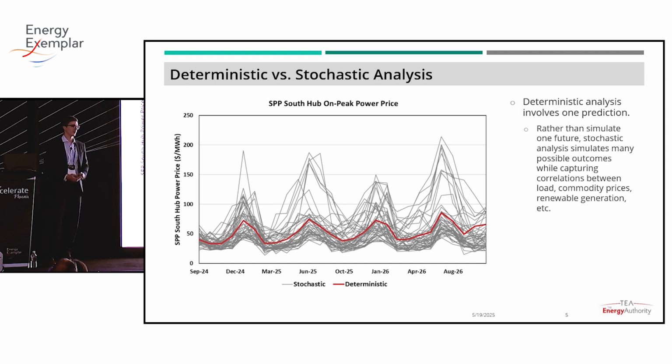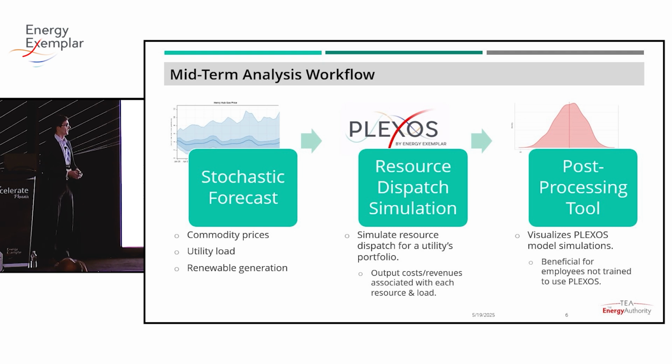Really, the reason we utilize this in both midterm and long term is just to capture uncertainty in different variables. So in our stochastic process, I have a power price forecast here, but we also utilize stochastics for natural gas price forecasting, utility level load forecasting, as well as renewable generation forecasts. And those all feed into the Plexos models that we utilize to run resource dispatch.